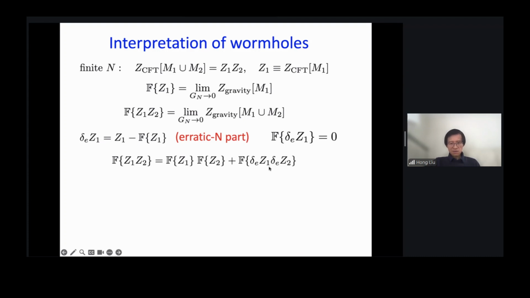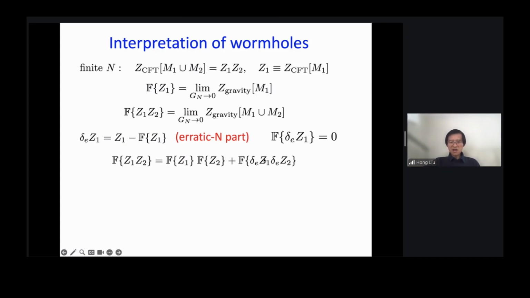But the key thing is that the erratic part of Z1 times the erratic part of Z2, their erratic parts may cancel due to the product. So their product may actually have a trans-series expansion, even though each one of them may not. For example, imagine delta Z1 has some kind of erratic phase in N, which cannot be written in a series form, and delta Z2 has the same but opposite phase. When you multiply them, the phases cancel, the erratic dependence disappears, and you may get something with smooth dependence on N.